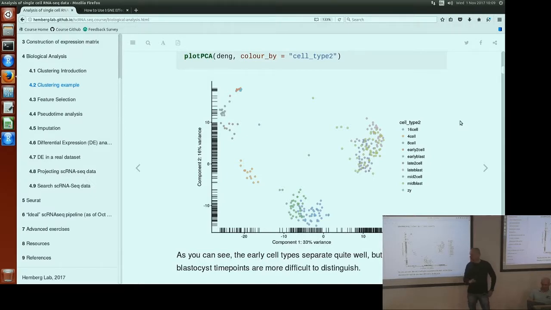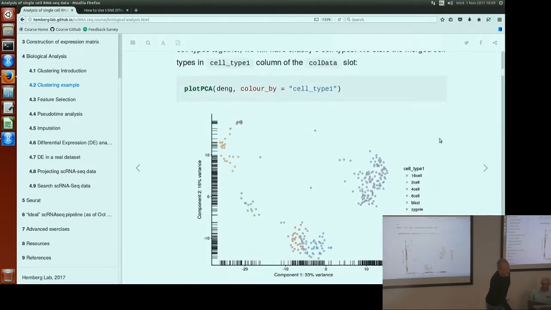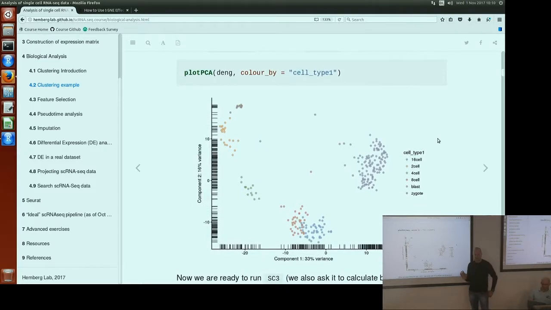Okay, so I will explain this. There is a confusion between cell type 2 and cell type 1. So cell type 2 are the cell labels defined by the authors of the publication, right? They used their own clustering algorithm, and they probably used some marker genes to define the cell types. Cell type 1 are exactly the same labels as cell type 2, but you merge all the labels with two cell together and all the labels with blast together.